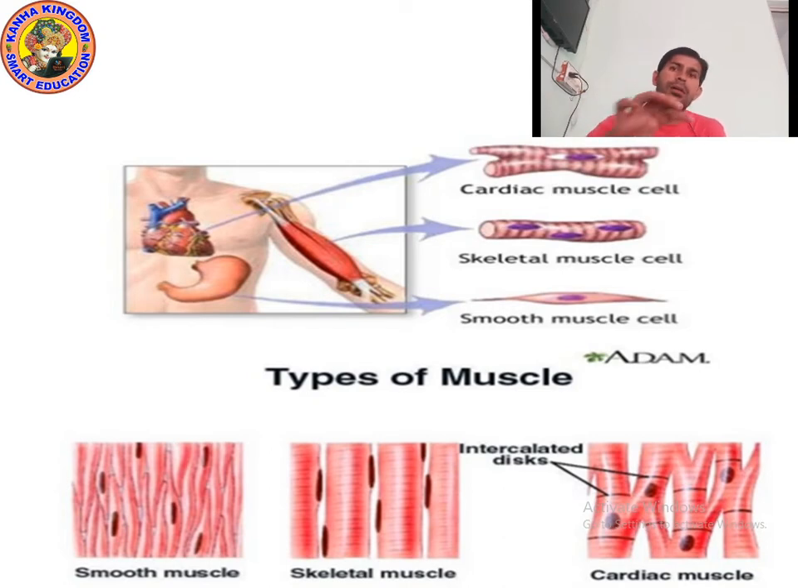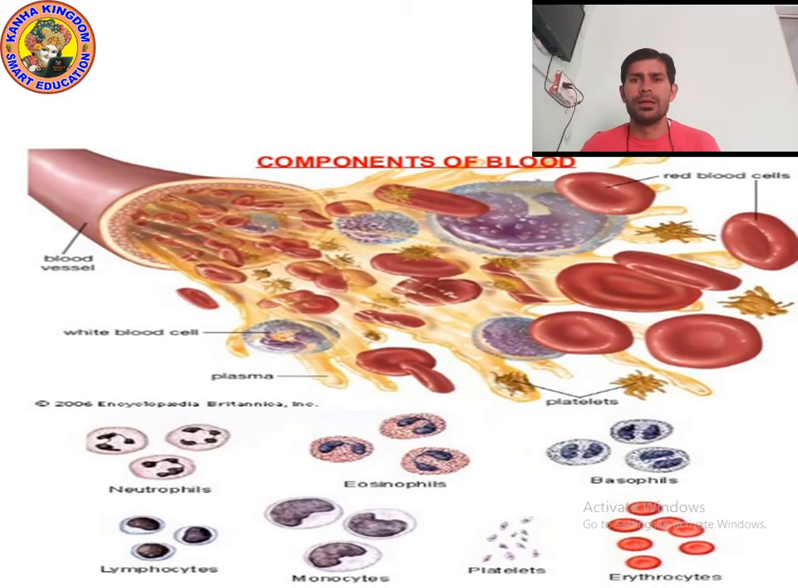And if we talk about the components of blood, there are different types of components of blood. Let's see the picture. Let's move on to the next point. You can see blood coming out from a vessel. You can see the pipeline structure. This pipeline structure is actually a blood vessel, and we have two types of blood vessels: arteries and veins. You know about them. So from this blood vessel, blood is coming out.